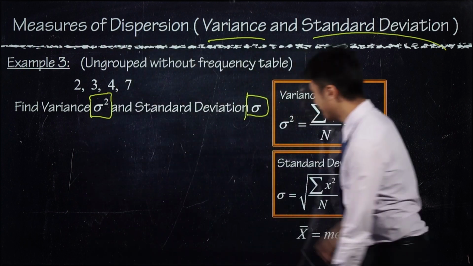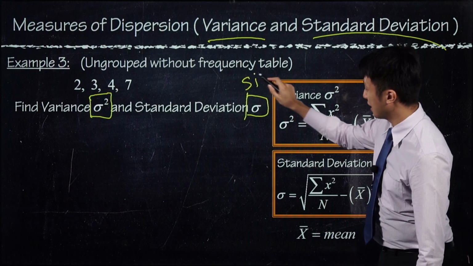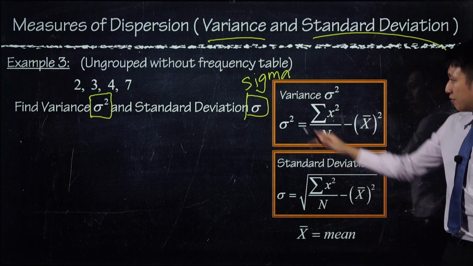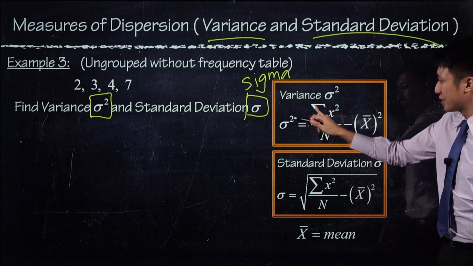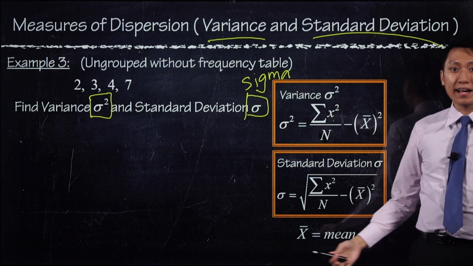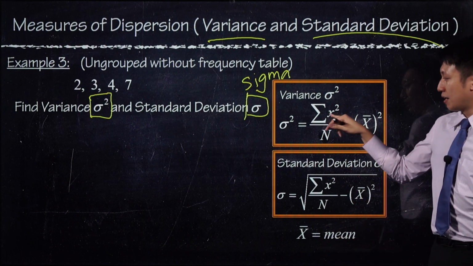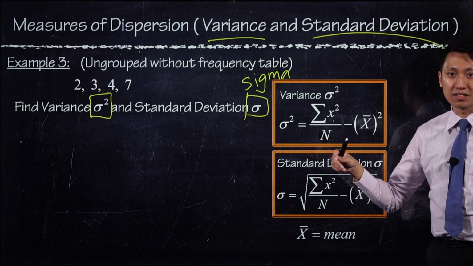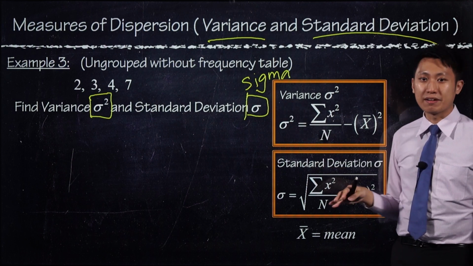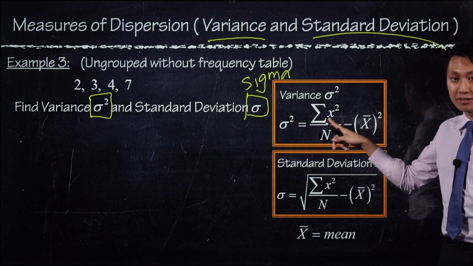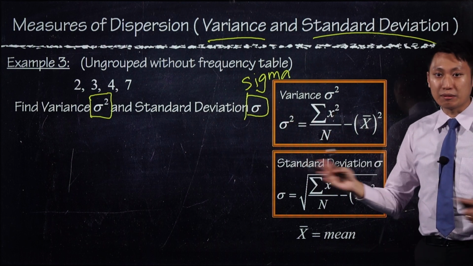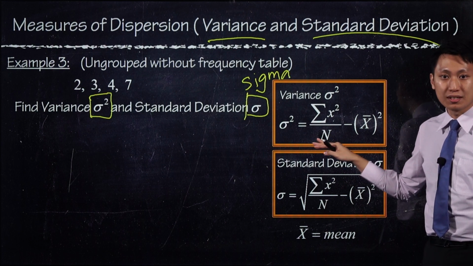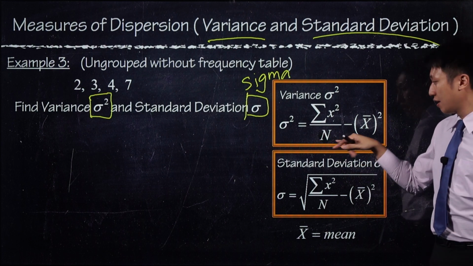You read this as sigma, S-I-G-M-A. Variance, sigma square, is equal to the summation of x squared. What is x? The values of the observations. So 1, 1, 2, 5, 7. Those are the x. You square them and add them up, then divide by the total frequency, the total number of observations.